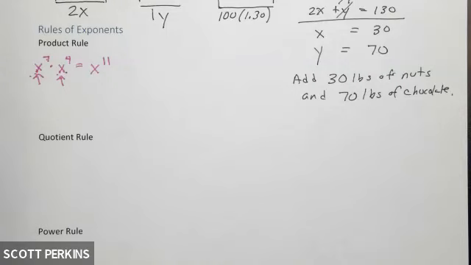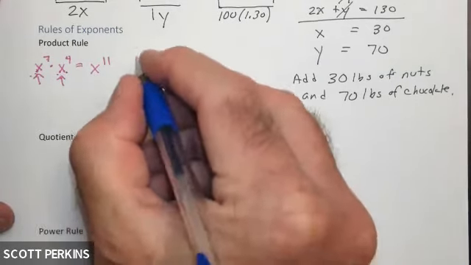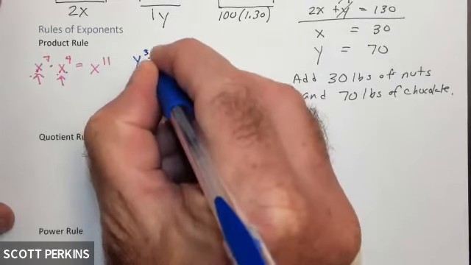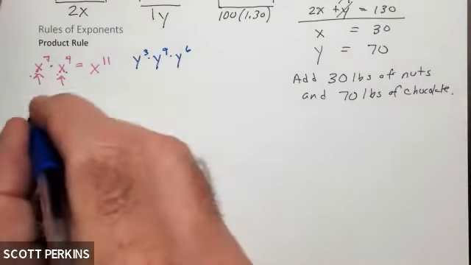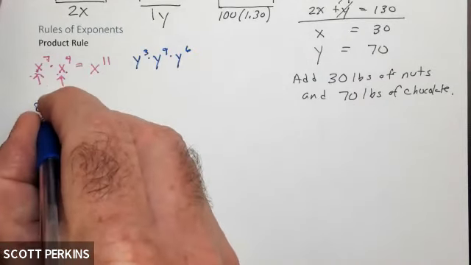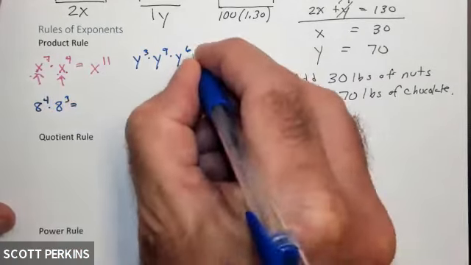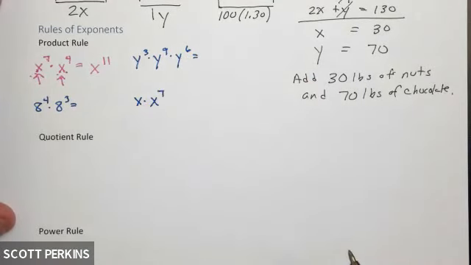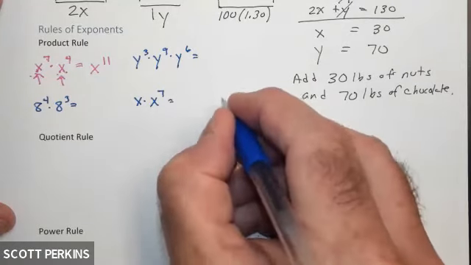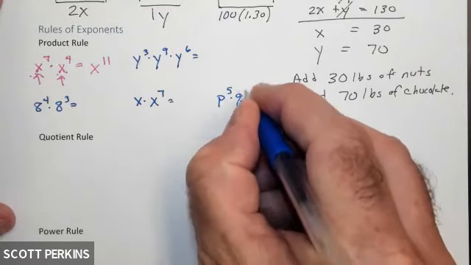So I have 5 examples that I'm going to write down for you to do, and it gives you the opportunity to ask whatever questions that you need to clarify what's going on. So here are 5 problems for you to just mop up real quick. The first one is this. I've got y to the 3rd times y to the 9th times y to the 6th. Then the next one is 8 to the 4th times 8 to the 3rd. Want to know what that is? Then I have x times x to the 7th. The next one is p to the 5th times q squared.